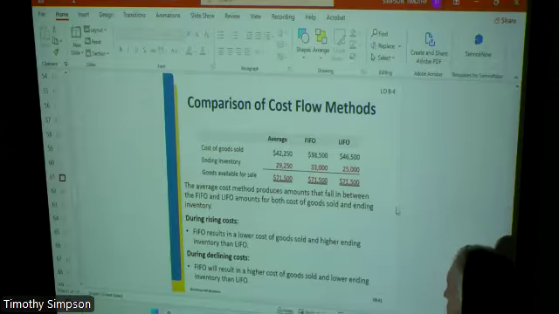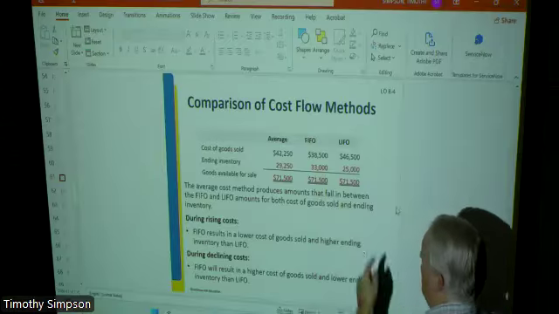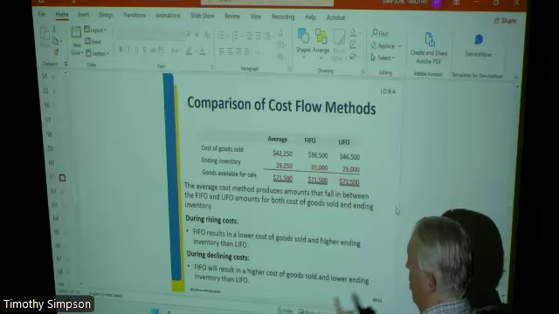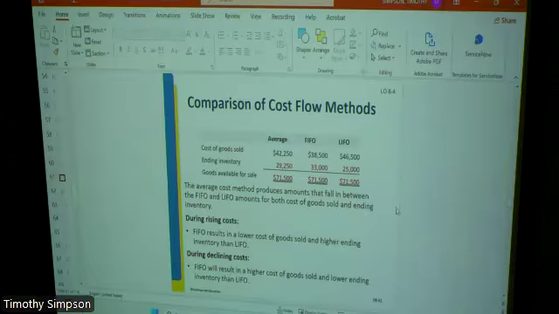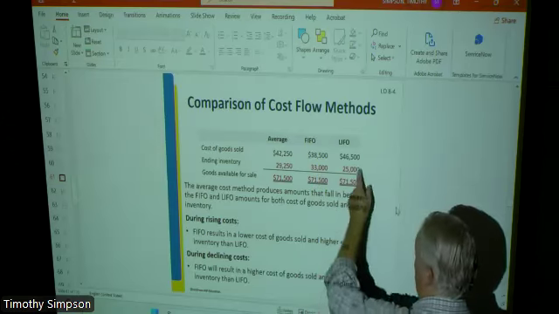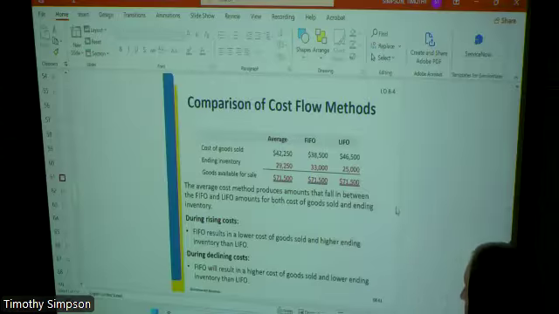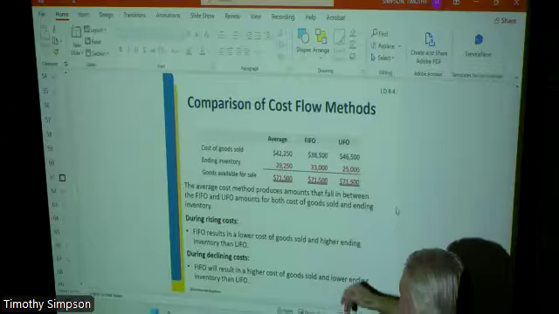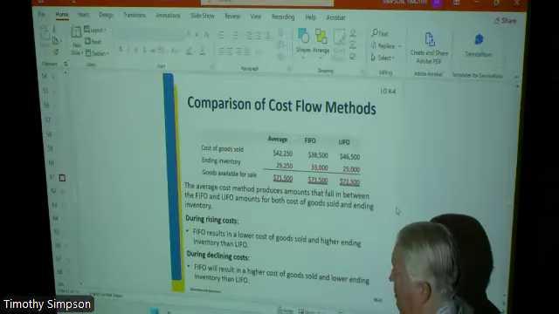FIFO results in a lower cost of goods sold and a higher ending inventory. Think about this: FIFO, lower cost of goods sold, higher ending inventory. So lower cost of goods sold means a higher net income with all the same facts, right? And LIFO is going to have a lower ending inventory and a higher cost of goods sold, meaning a lower net income. And during a period of rising costs, FIFO results in a lower cost of goods sold and higher ending inventory than LIFO.